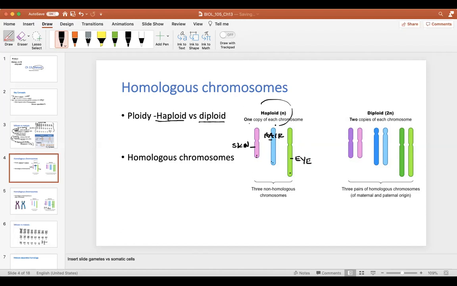Haploid cells have only 1 copy of each chromosome. Diploid cells, in contrast, have 2 copies of each chromosome. So here you can see we've got 2 copies of the pink one, 2 copies of the blue, and 2 copies of the green. This is the situation in your somatic cells. This is the situation in your gametes or your sex cells, okay?